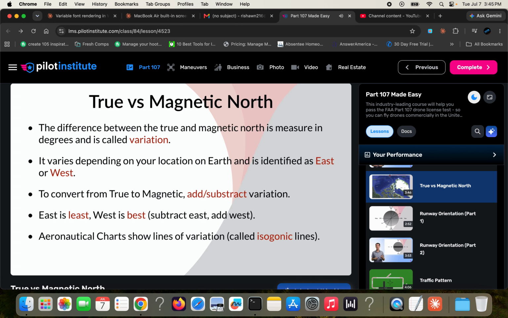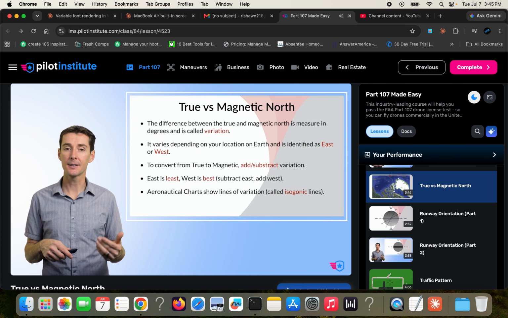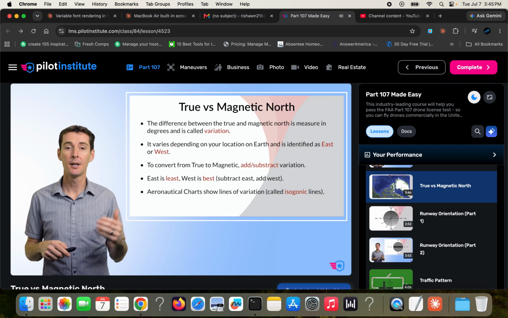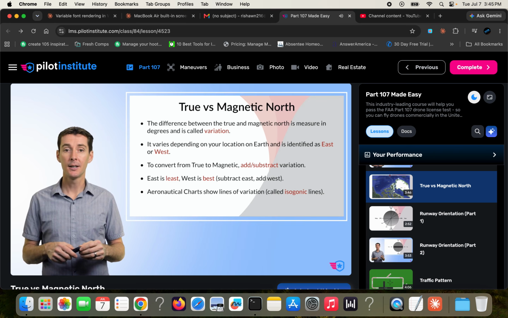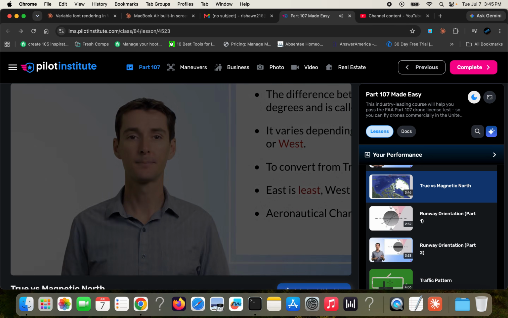All the charts that we look at are oriented based on the true north, based on the North Pole. So there are lines on the charts that tell us what the variation is, and these lines are called isogonic lines. We're going to talk about this when we talk about charts. I'm going to show you what the line looks like and what the number is, and then how we can add it or subtract it.